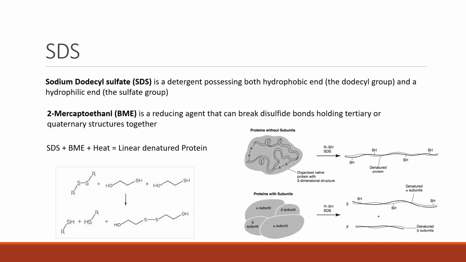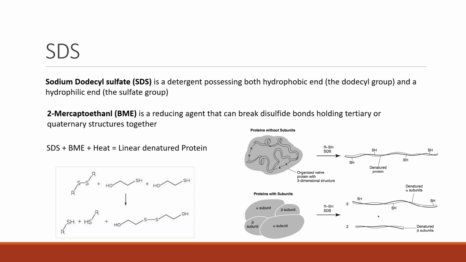To use electrophoresis to determine a protein's molecular weight, it's necessary to denature the protein and to introduce a charge onto each of the actual peptides. And we do this with two chemical agents. One is sodium dodecyl sulfate, and this is a detergent that possesses hydrophobic ends and hydrophilic ends. And then BME, which is a reducing agent, which will actually break those disulfide bonds and reduce the protein down to its primary structure.